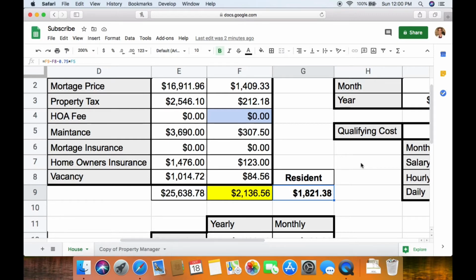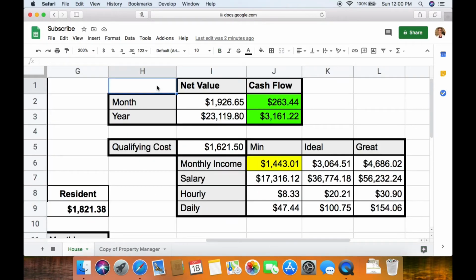If we jump back up to the value increase of your property right here, with 20% down, you would be cash flowing approximately $263 on this property. This gives you a really good idea of whether or not it would even be worth it to try to capitalize on buying a property.